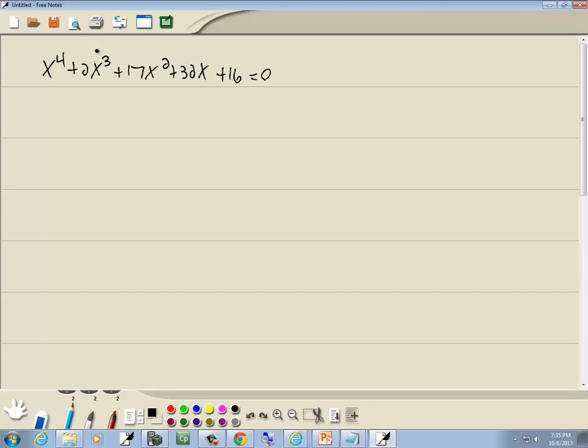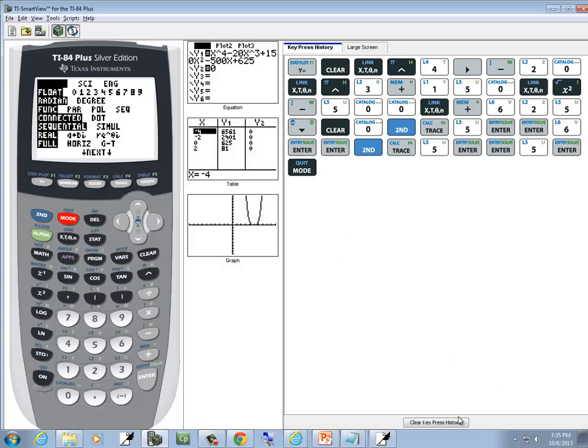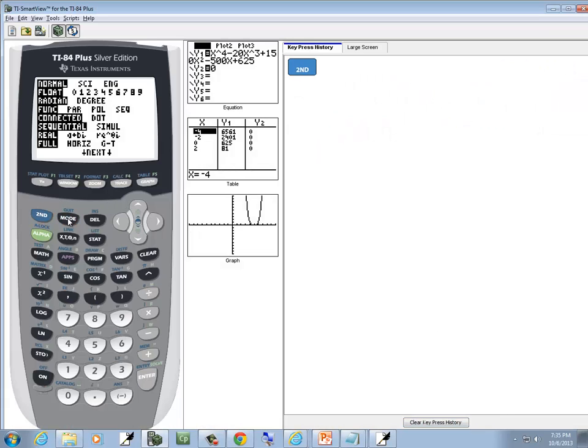The fundamental theorem of algebra says your largest power tells you how many answers you're going to have. So we're going to have 4 answers. We should have 4 numbers circled when we're done. We're going to put our polynomial on y1, 0 on y2.